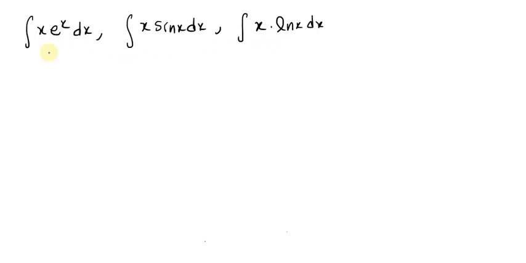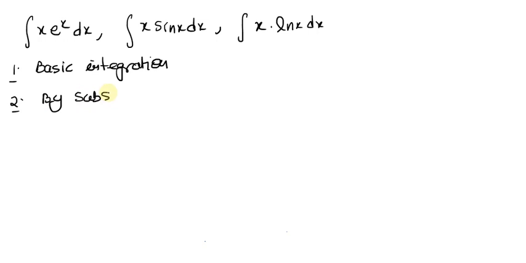So first of all, you should be familiar with two methods. First is basic integration. You should know all the basic formulas, and second is by substitution. These two methods you should be familiar with, okay? By substitution means reverse of chain rule, and basic integration. If these two methods do not work, then only you should go for this method. This is the third method, and that is the method we will discuss here, by parts.